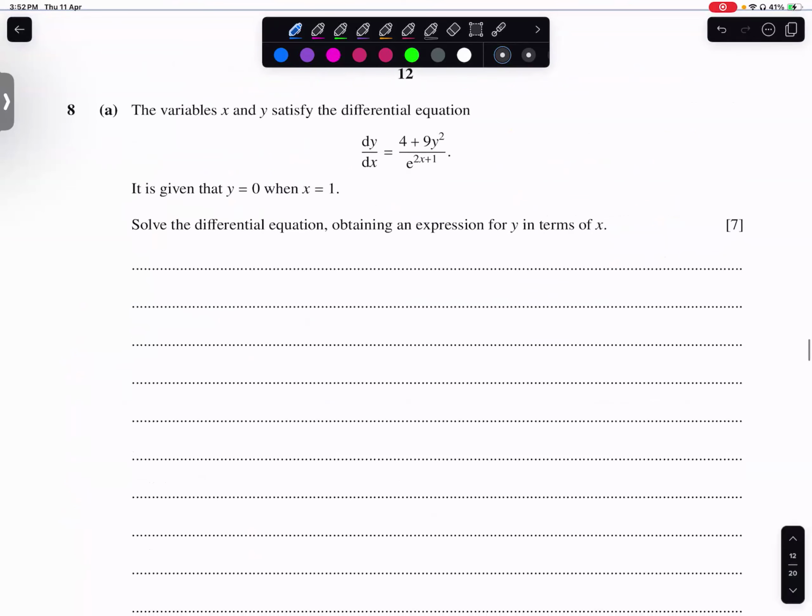The next is from differential equations. Sometimes students feel difficulty in this question. The variables x and y satisfy the equation. It is given that y is equal to 0 when x is equal to 1. Solve the differential equation, obtaining an expression for y in terms of x. Student, normally they ask to find the variable given in the numerator. This is my observation from the last 10 years of past papers.